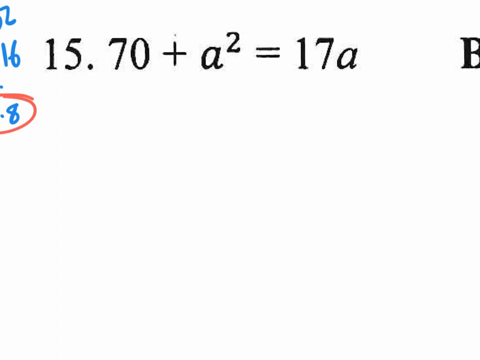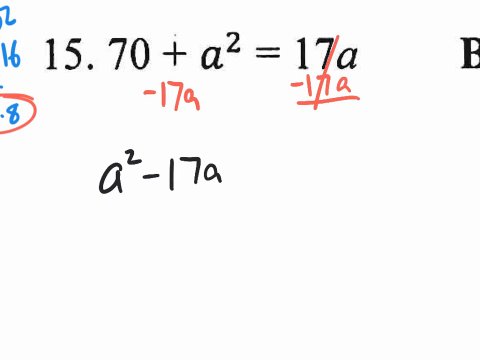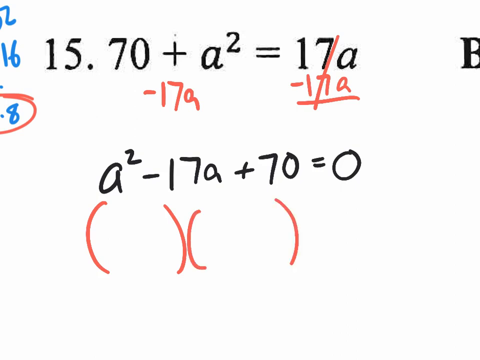What do I do first? Subtract 17a. It's going to cancel. So let's rewrite everything. We're going to have a squared minus 17a plus 70. Notice that I put it in standard form: your a squared first, your number with the a, and then your constant at the very end, set equal to 0. Now we could factor, split it, and solve.